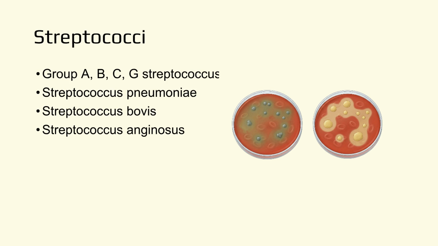So first is group A, B, C, and G strep, primarily focusing on group A strep, strep pneumo, strep bovis, and strep anginosus. The last two just being little tidbits that are important for exams in certain clinical scenarios.